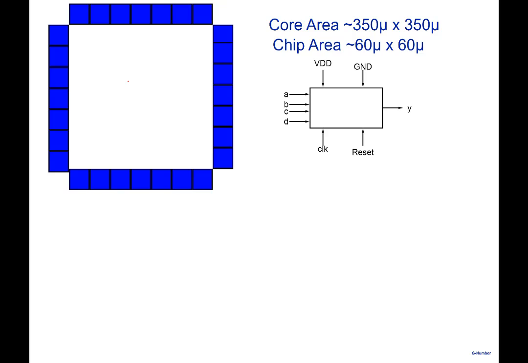So at this stage, you may start to wonder: I require 60 micron by 60 micron area, and because of the number of pins, I'm using 350 micron by 350 micron. Remember, the size translates into cost. The larger the size, the more the cost that you have. So at this stage, you may begin to wonder, can I reduce the number of pins?